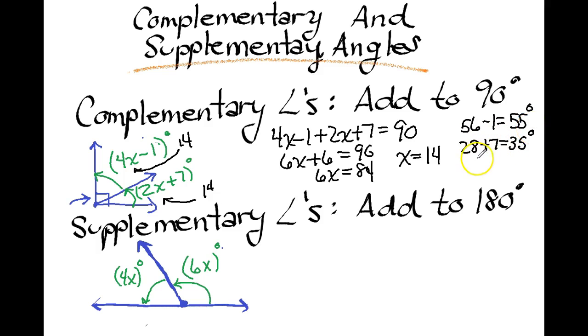So our two complementary angles are 55 degrees and 35 degrees, and you can see that if you add them, they add to 90 degrees.